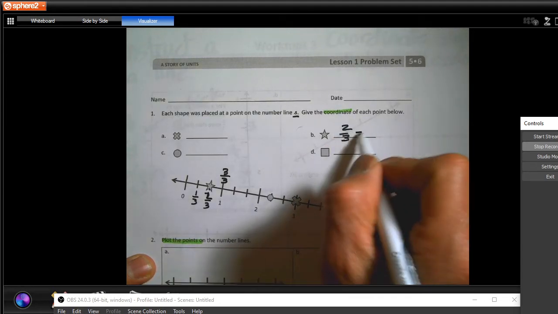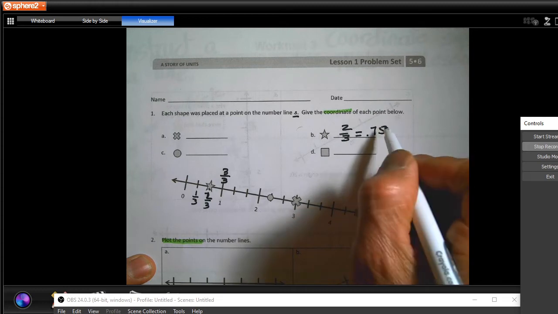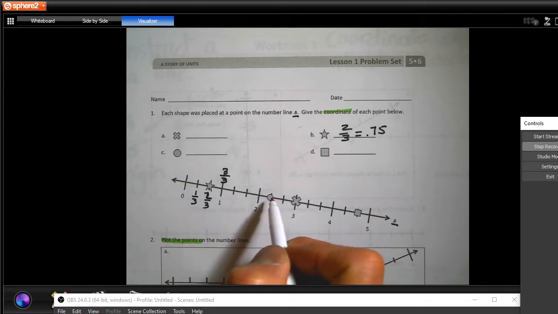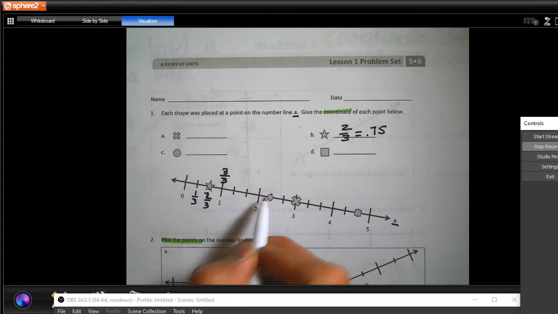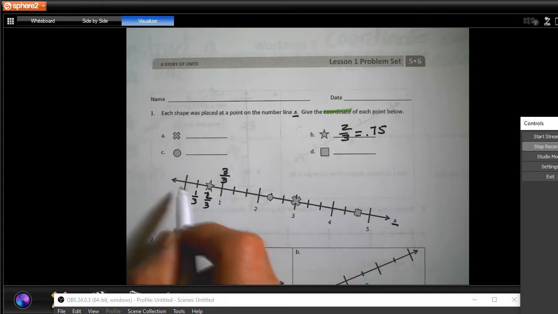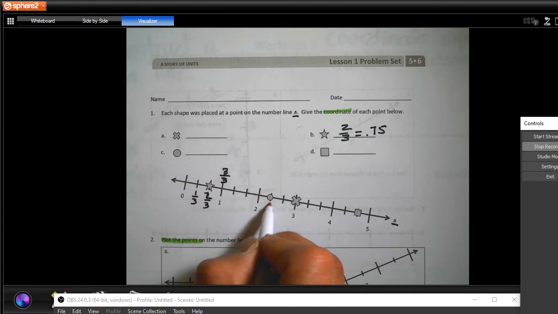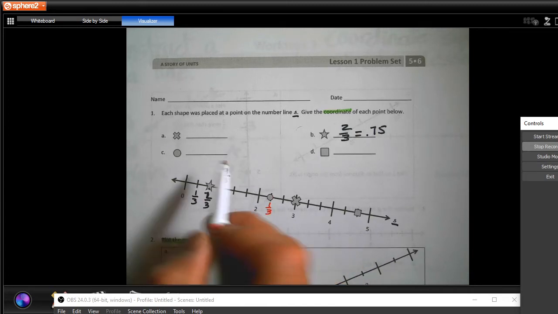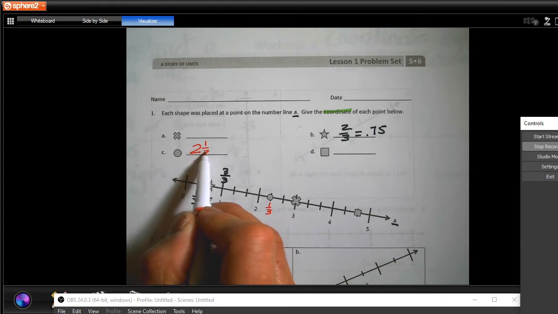Okay, sometimes we're going to have to write it as a decimal form. Remember to do that as well. What if we're looking at the circle? Well, the circle is right here. So the circle is going to be at the position of 1 whole, 2 wholes, and we know that each tick is 1/3. So this is 1/3. So now we know that the answer for the circle is going to be 2 and 1/3.